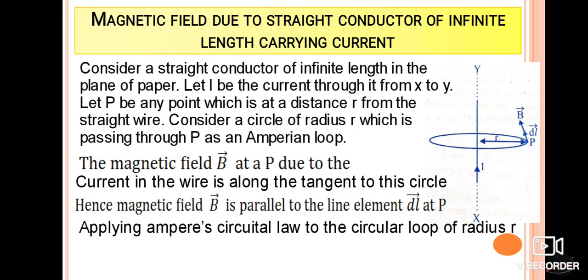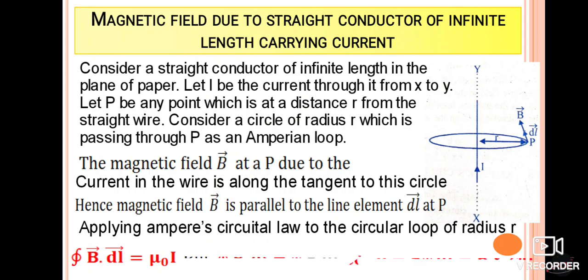Then we have to apply Ampere's circuital law to the circular loop of radius r. Therefore the line integral of B dot dl is equal to mu naught times the current I. That is our Ampere's circuital law, B dot dl is equal to mu naught times the current I, that is mu naught into I.